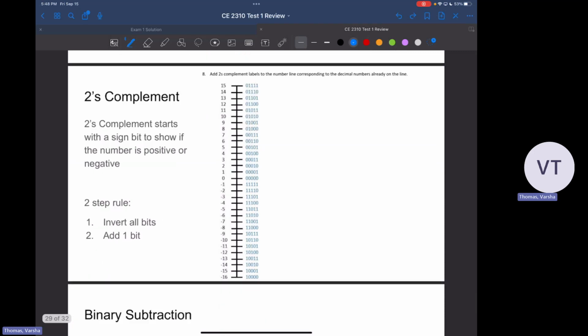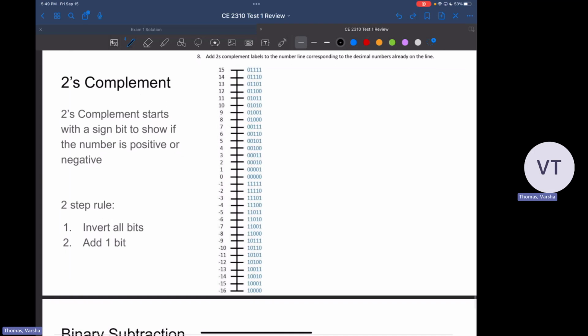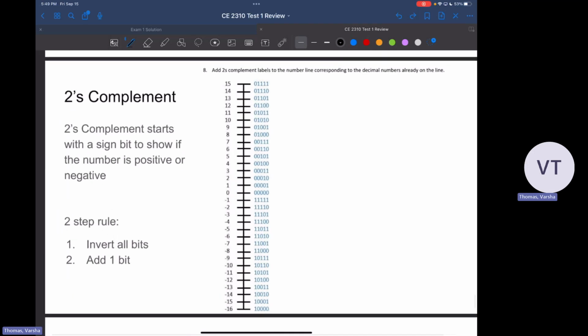2's complement. So I put 2's complement next because we're going to have to do subtraction. In order to do subtraction, we can't just subtract binary numbers. We have to represent the second number as a negative number, unfortunately. So 2's complement is a two-step rule. I put the whole chart here. We're just going to work through some examples.